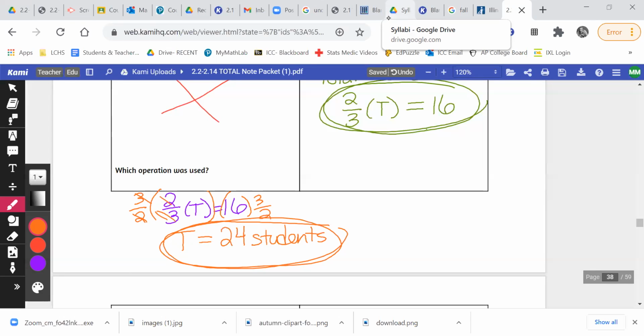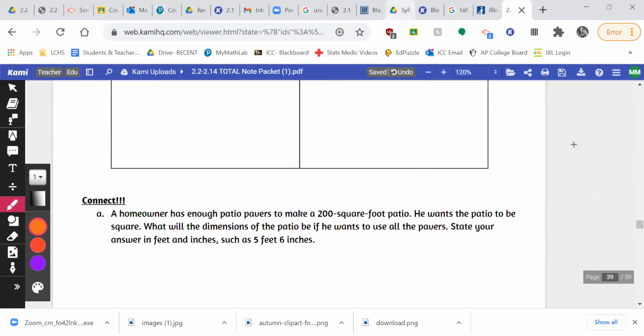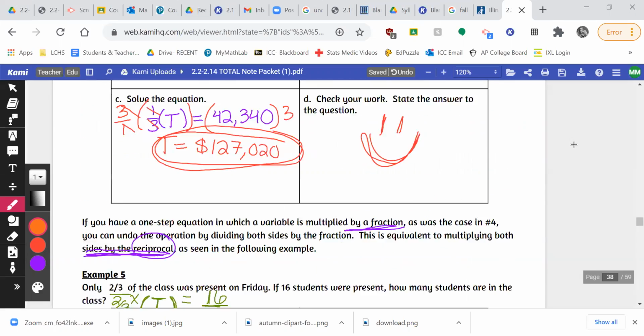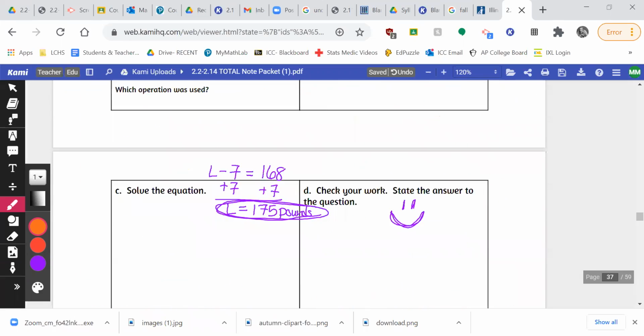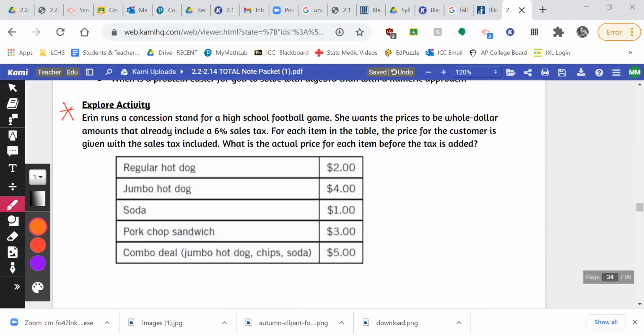Is it reasonable to think that the total class would be 24 students? Yes. You are not going to have to worry about these problems on your next page, but we're going to go back to the explore problem at the beginning of your notes here.